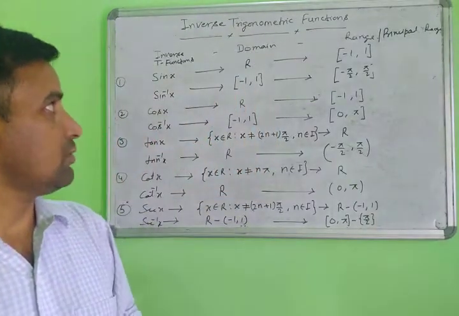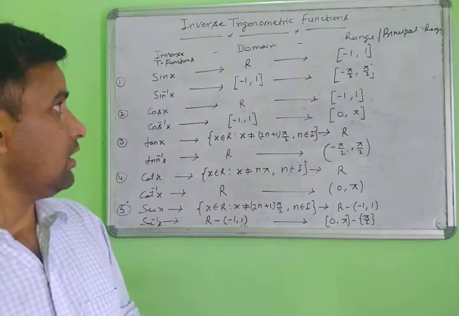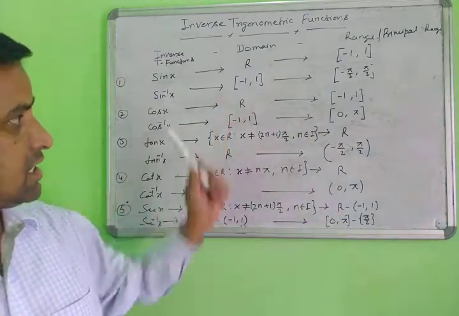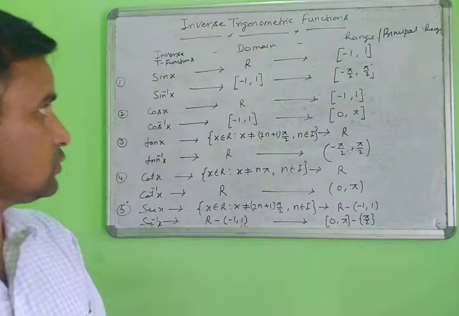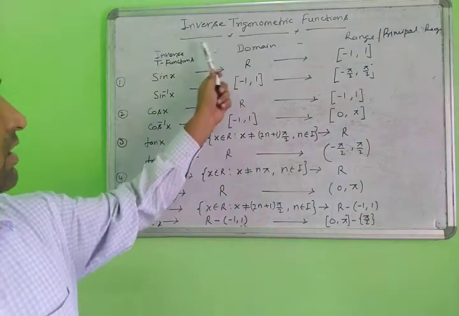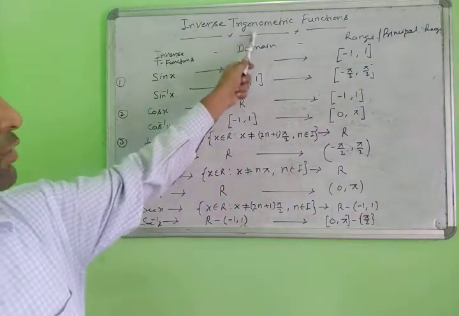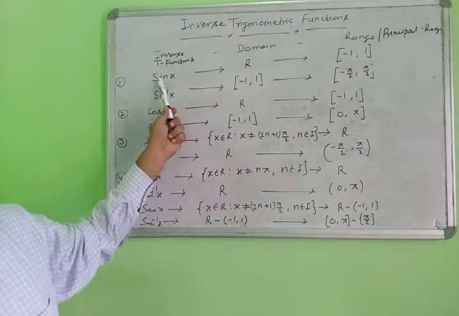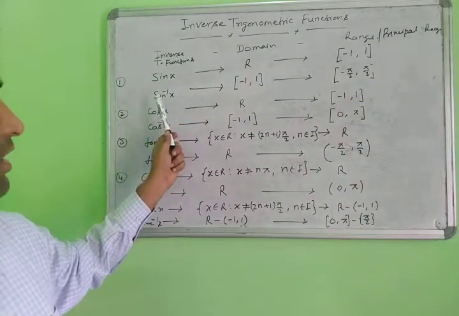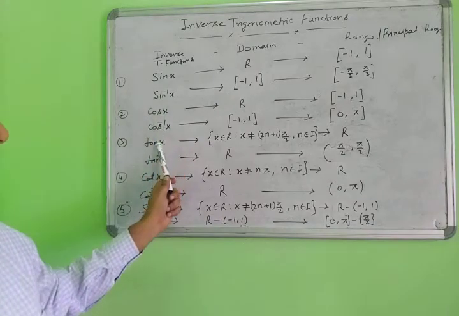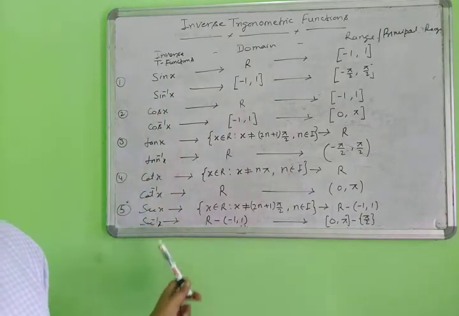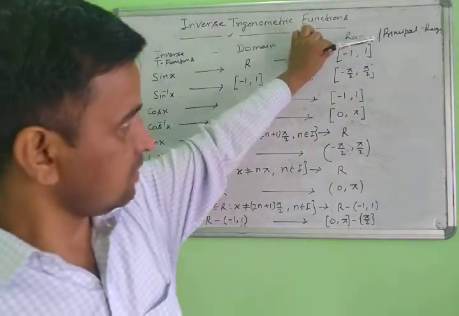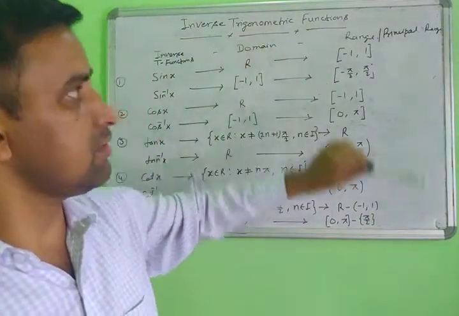So yes, now look on the board here. Observe this table and let us discuss it. What is this table showing? I am making this table for inverse trigonometric functions: sin x and sin inverse x, cos x and cos inverse x, tan x and tan inverse x, every trigonometric ratio. This table has the domains, the range, and the principal value range.